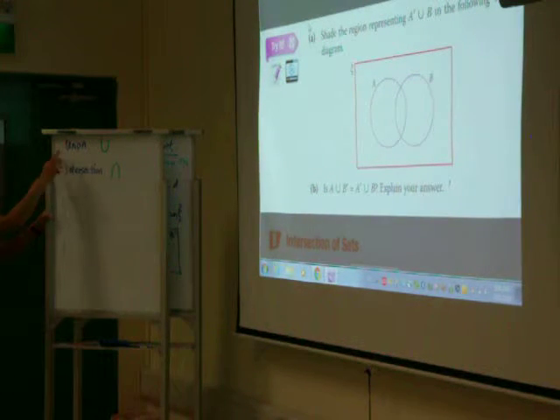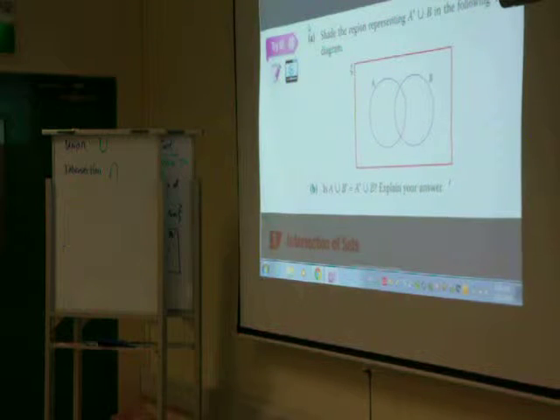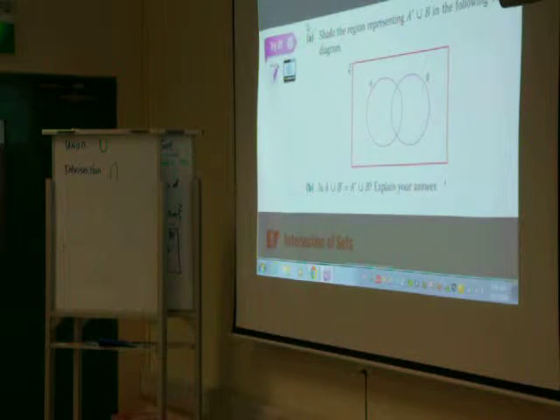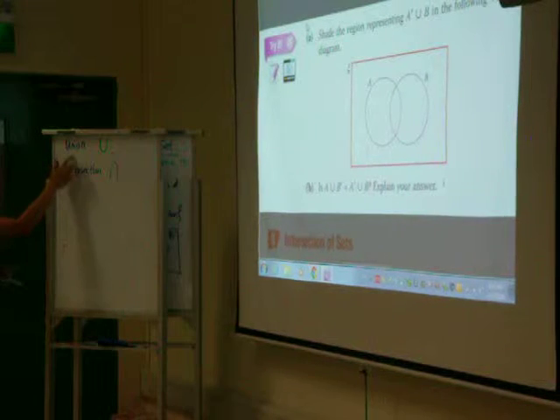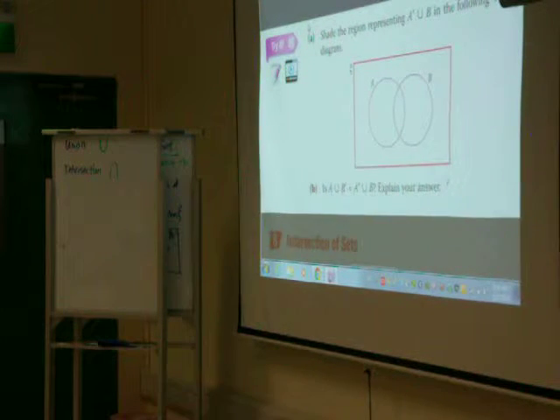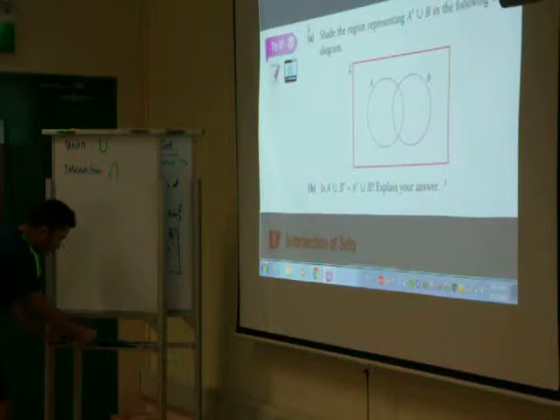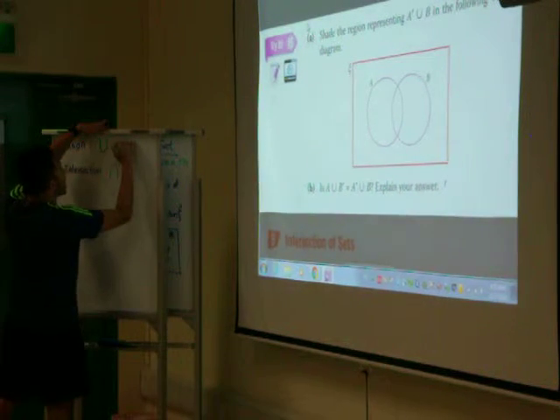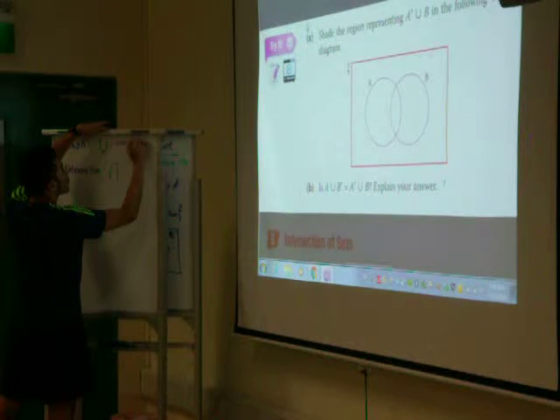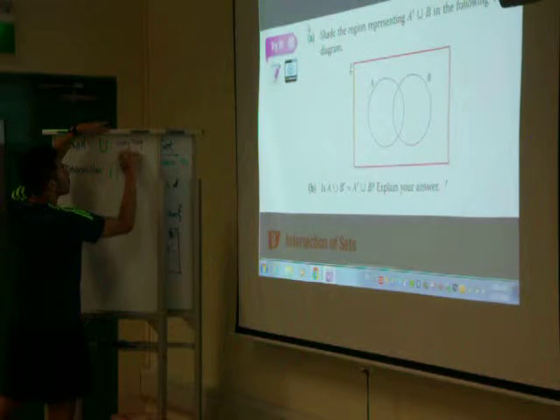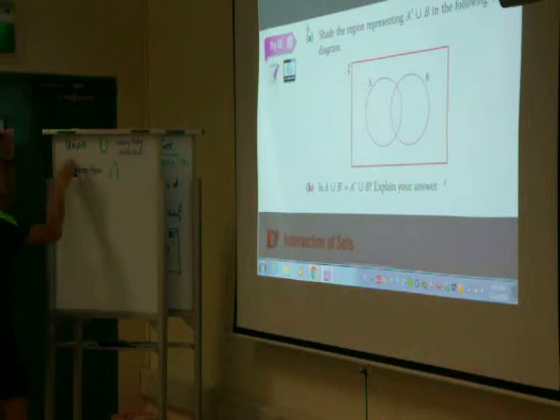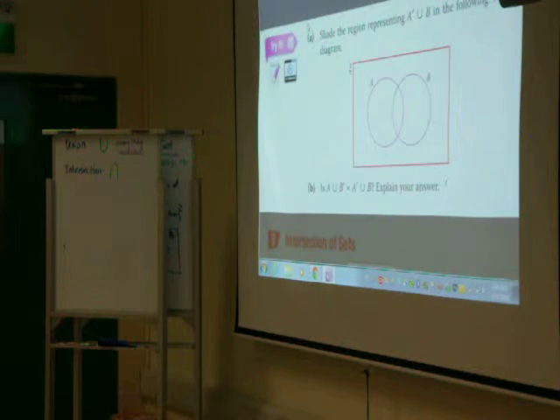Okay, what's the meaning of a union? What's the meaning of an intersection? Union means you join together. Very good. Intersection? Cut at one point. But in this topic, union means everything that is mentioned, you have every element. So in other words, I'm just going to put it very simply: everything included.